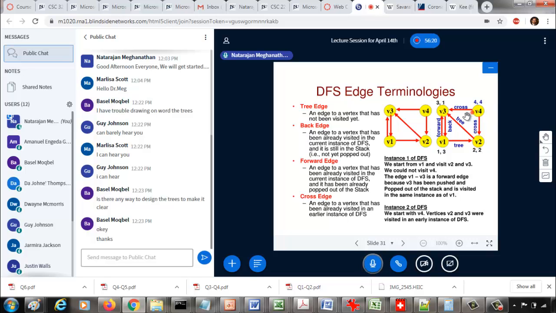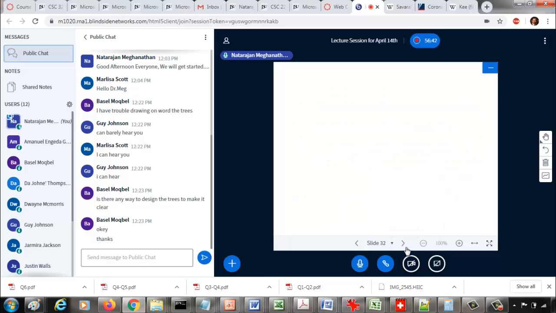Similarly, for the edge from V4 to V3, V3 is also visited in an earlier instance of depth first search, not the current instance. So we should call V4 to V3 a cross edge. Okay, so you should be very familiar with this. Given a directed graph, you should be able to run depth first search and identify the edges into one of these four categories.